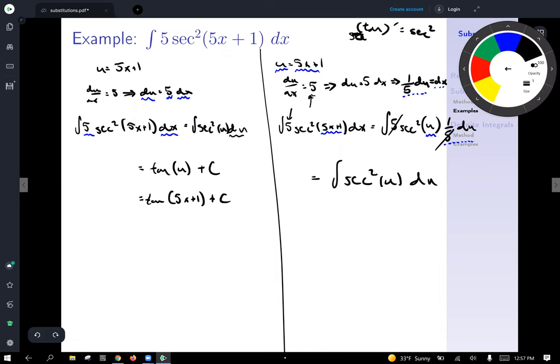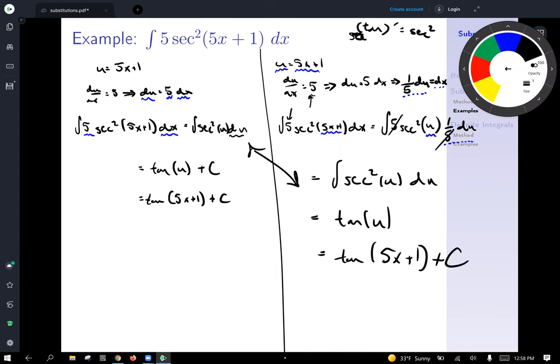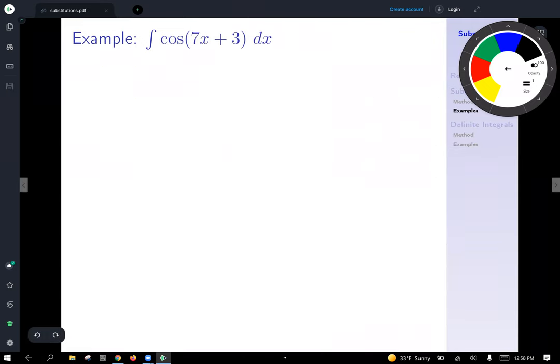Oh man, it really does result in the same thing, no matter what. It's the same problem. You'll always get the same answer. Secant squared has antiderivative tangent of u. And we know that to reverse the substitution, we get the exact same answer, tangent of 5x plus 1 plus C. Both are very, very legitimate ways to do it. They're both good. They both serve a purpose. Some problems are easier with one. Other problems are easier with the other.